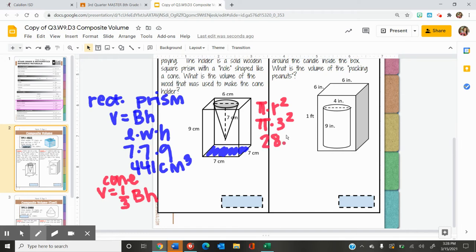So the area of my base shape is 28.3. This is now going to get plugged in here for B. So this becomes 1 over 3 times 28.3 times the height of my cone, which was 7.